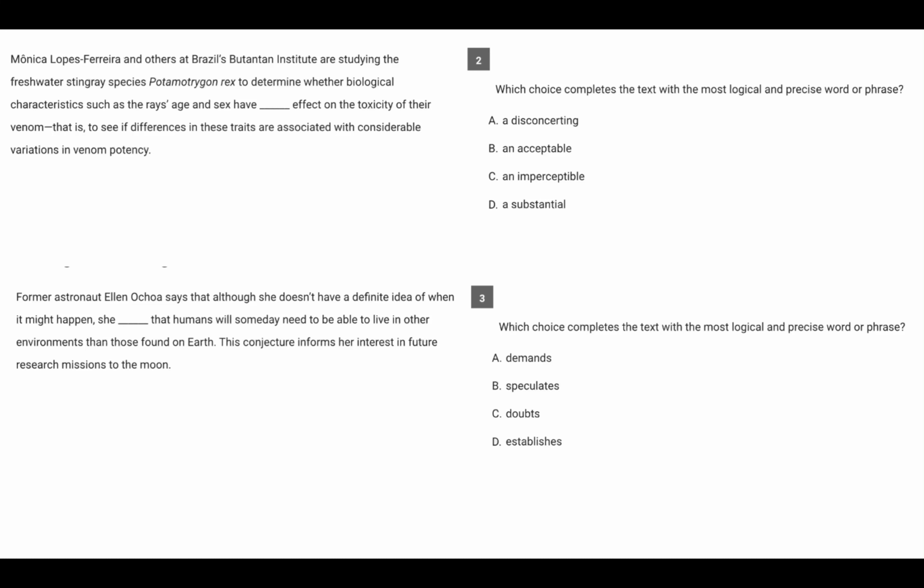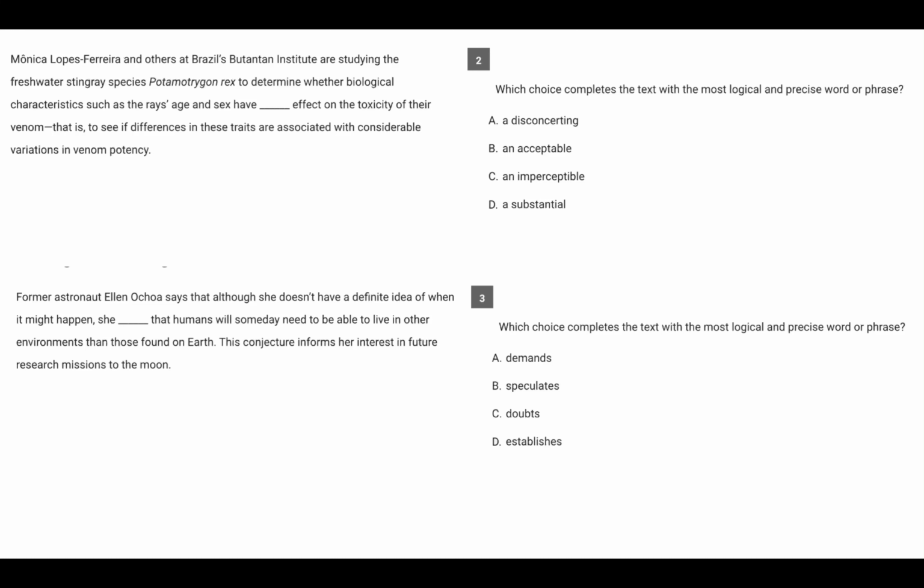Okay, here, this is very important. Look for hints, look for the correct answer within the passage itself. Look at parallels. So here, they made a statement: does something have a like something effect, so we need to describe the effect here. Have something effect on the toxicity of their venom. And then, as I said again, they're giving us more detail. These traits are associated with considerable variations. What are variations? Variations is something which happens because of the effect of something.